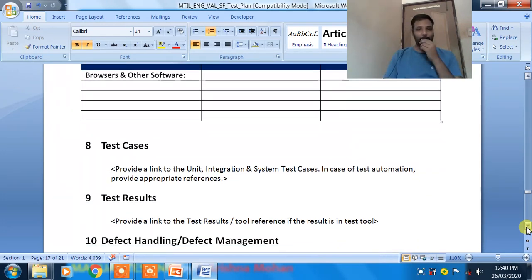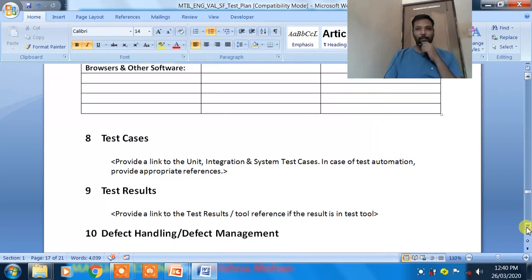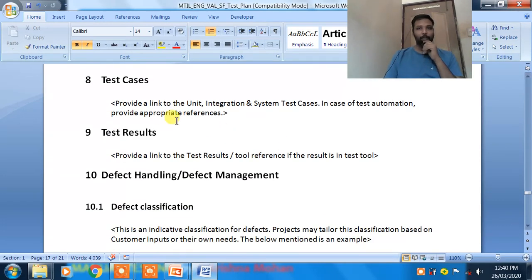Then the test cases: how you are going to write the test cases. Okay, it has to be mentioned over here, and how the unit test cases, the integration test cases, and the system test cases are being written. How will you get the test results, and if you will be using any tools for the results also.